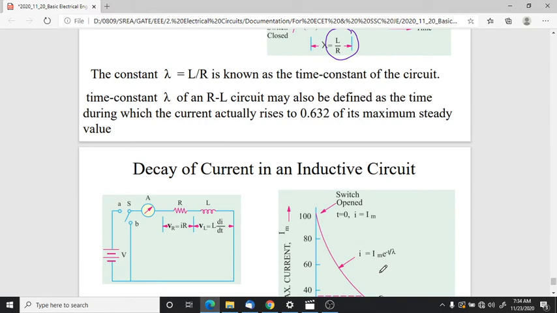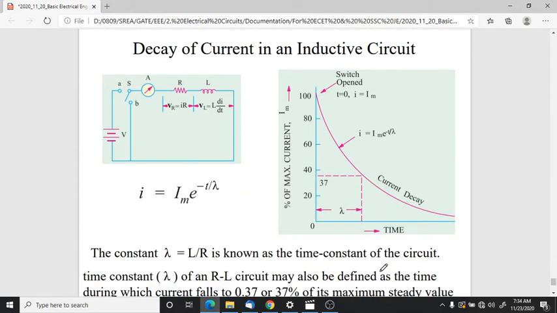Okay. Now, decay of the current in an inductive circuit. After some time, suppose you disconnect the switch from A and connect to B, then what will happen? The source will be isolated. Whatever energy is there in the inductor will only circulate in the loop. You cannot expect any energy in the resistor. The resistor is purely a dissipating component, not an energy storage component. Inductors and capacitors are energy storage components. Because of this stored energy, some current will pass through the circuit even though the source is disconnected.